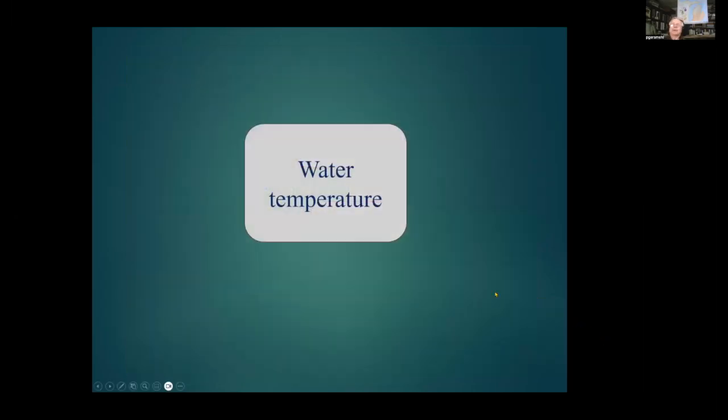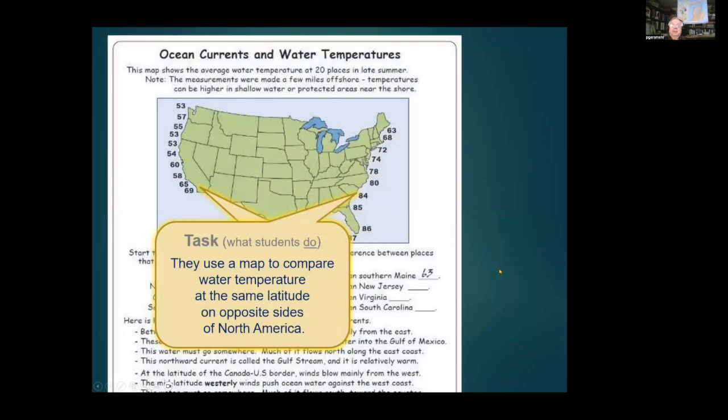Yep. Another activity that happens real early, and this one takes all of about 3 minutes, the students use this map to compare the water temperature at the same latitude. If you've ever done any swimming or surfing in the ocean, you could talk about it from that first-hand point of view. I have done some swimming on both coasts, and I can attest to the fact that it's about 15 to 20 degrees warmer in the ocean on the Atlantic side.